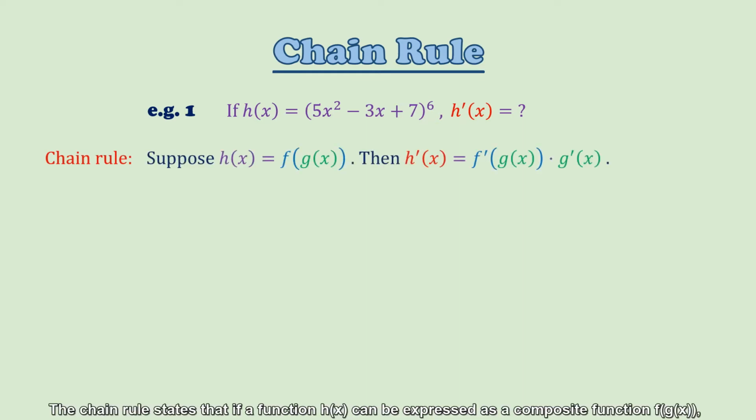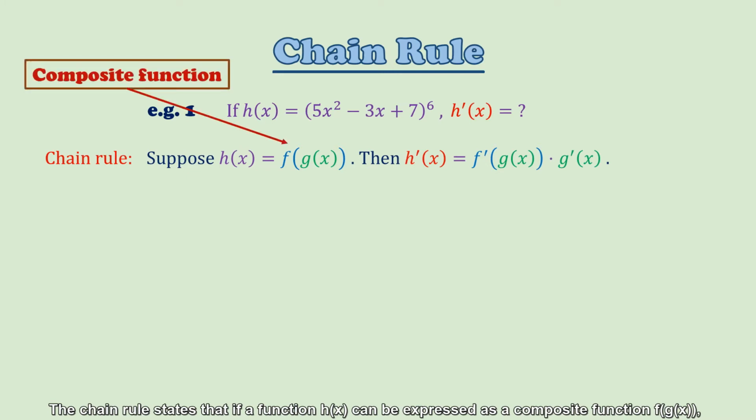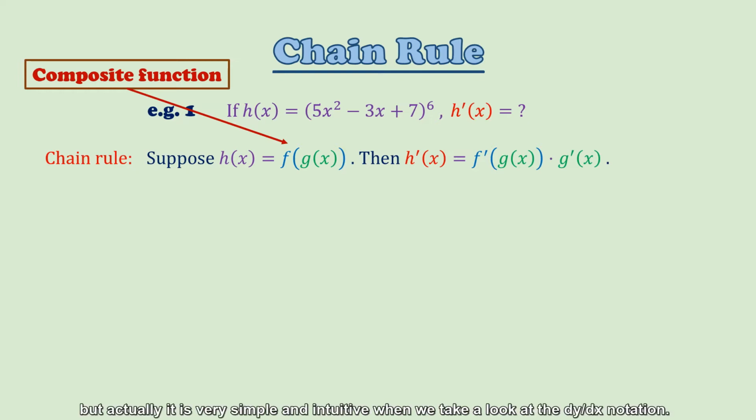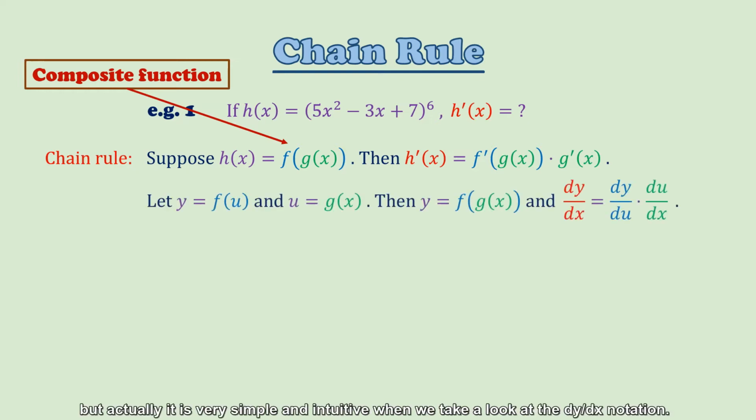The chain rule states that if a function h(x) can be expressed as a composite function f(g(x)), then h'(x) is equal to f'(g(x)) times g'(x). This looks very complicated, but actually it is very simple and intuitive when we take a look at the dy/dx notation.